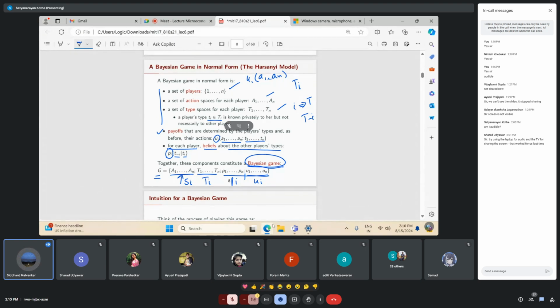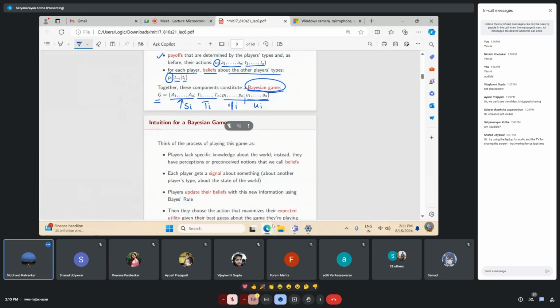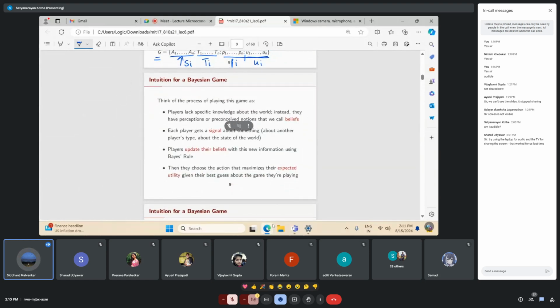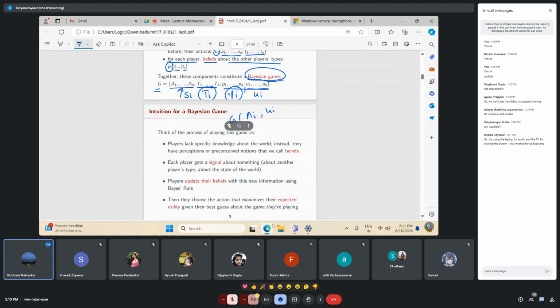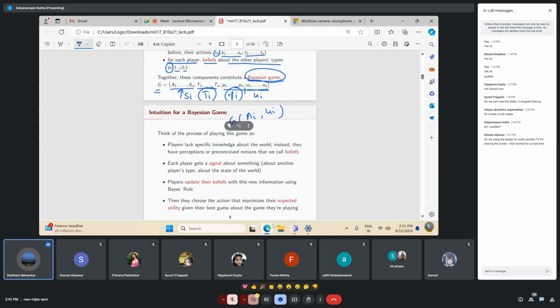Okay, in a normal game we know that the game consisted of the actions and the payoffs, correct? So there are 2 components, and now the types (Ti) and the beliefs (Pi) are introduced. In our normal game, we know that the actions were there and the utilities (Ui) were there, correct? So these were the only 2 aspects in the game.